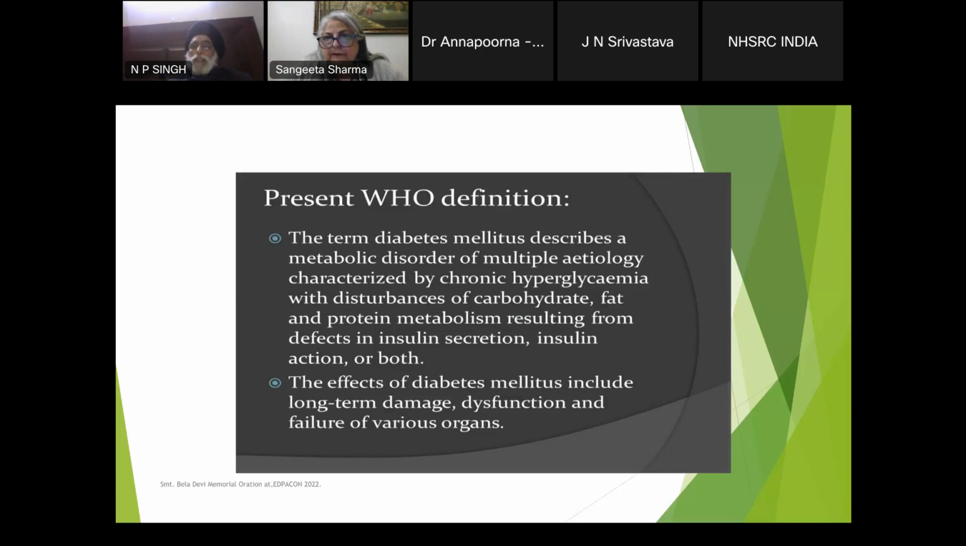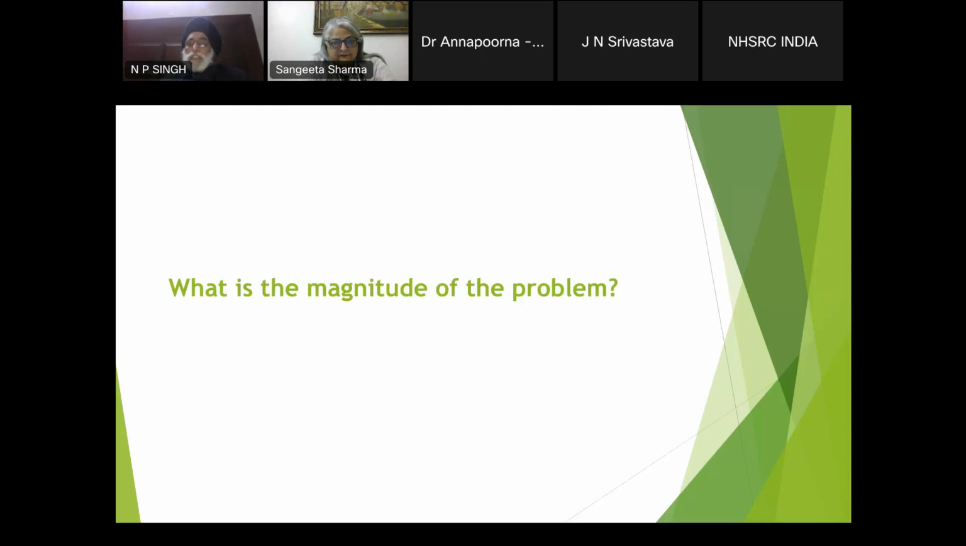Now, I just want you to understand that the term diabetes mellitus denotes a metabolic disorder with multiple etiologies. The only part we usually discuss is hyperglycemia, which remains for a long time. It involves disturbance of carbohydrate, fat, and protein metabolism, resulting from a decrease in insulin secretion, a decrease in insulin action, or both. We now know there are many other factors involved in inducing diabetes. More importantly, it causes long-term damage, dysfunction, and ultimately failure of organs. 50% of the patients undergoing hemodialysis in our country, and all over the world, have underlying diabetes as the cause. So what is the magnitude of the problem?